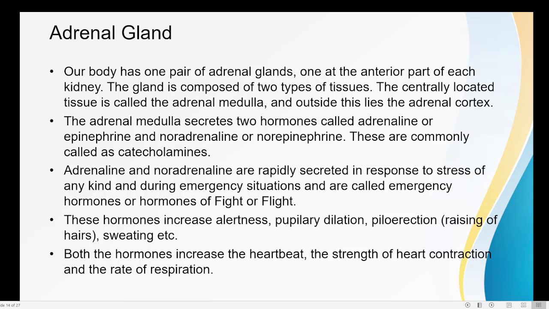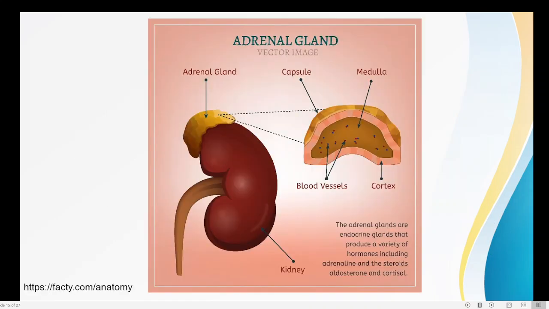Move to another gland known by the name adrenal gland. In the case of the adrenal gland, you can see that there is one pair of adrenal glands, one at the anterior part of each kidney. So that is the nature of the adrenal gland. Adrenal gland means there is one pair of adrenal glands.